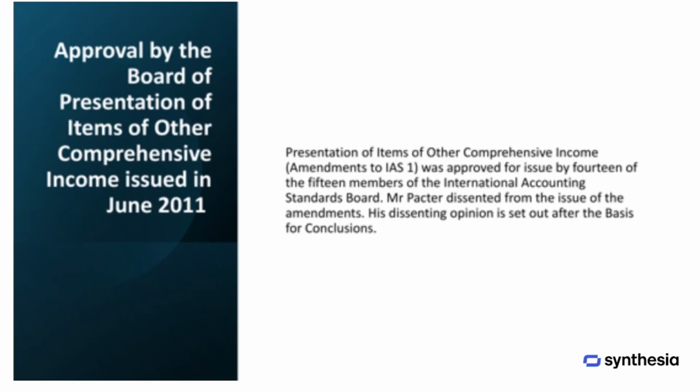The Presentation of Items of Other Comprehensive Income, issued in June 2011, was approved for issue by 14 of the 15 members of the International Accounting Standards Board. Mr. Pachter dissented from the issuance of the amendments. His dissenting opinion is outlined after the Basis for Conclusions section.